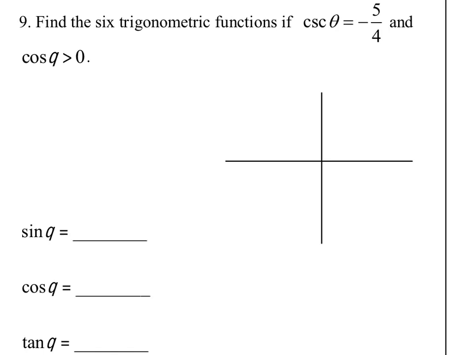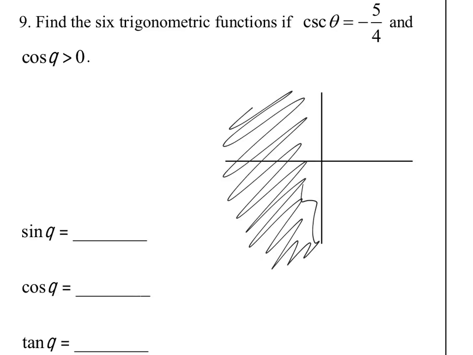All right, in problem number 9, we're finding the 6 trig functions, if cosecant of theta is negative 5/4 and cosine is greater than 0. So in this case, we need to determine which quadrant we're in. One of the hints that we get is that cosine is greater than 0. Well, cosine is the x value, so we're looking where x values are greater than 0. That's going to be in quadrant 1 or 4. So we're not even going to be using quadrants 2 or 3, so we can just scratch those out.